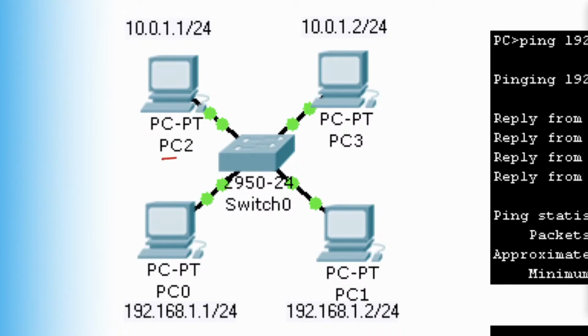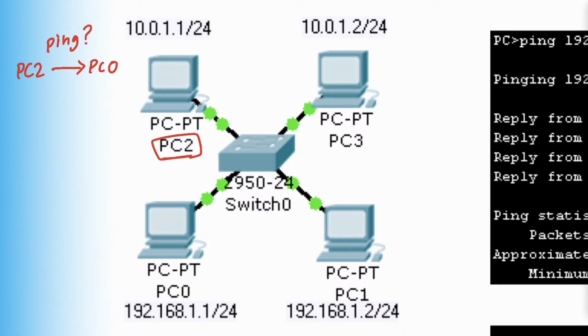Let's say I am PC 2, and I want to know whether I can communicate with my friend. The way we know is using the ping command. So let's say I am PC 2. I want to know whether I can talk to PC0 or not. So I want to know whether I can ping.